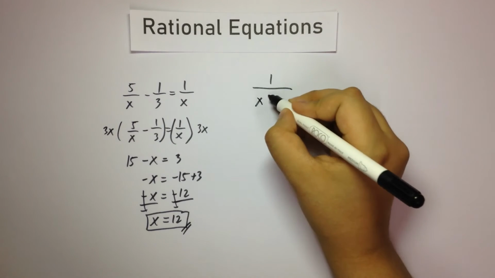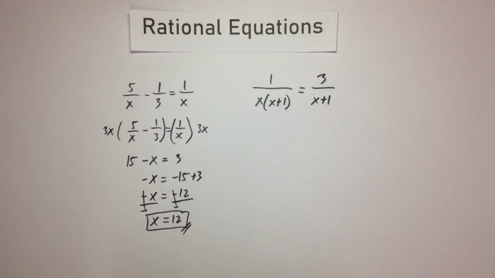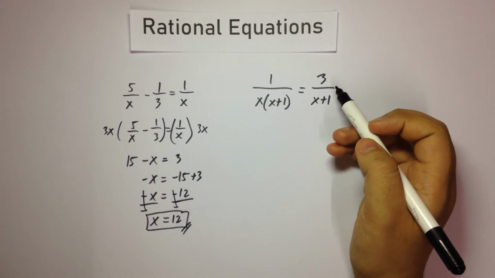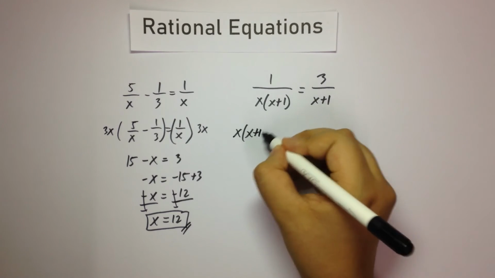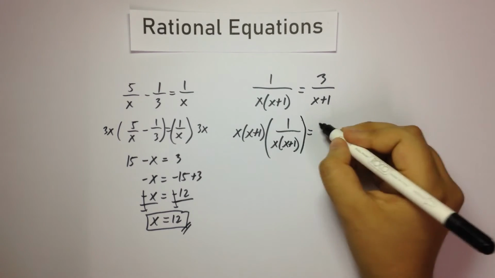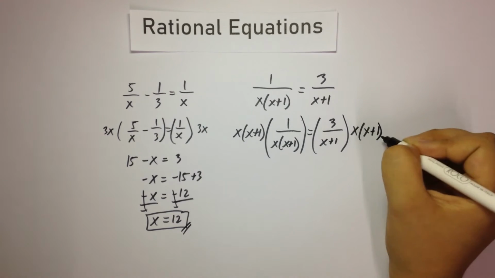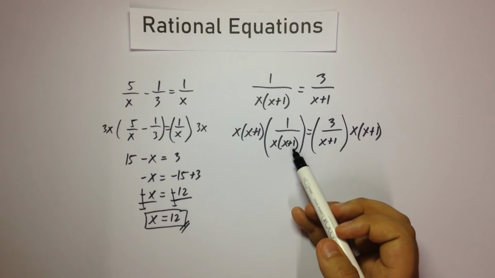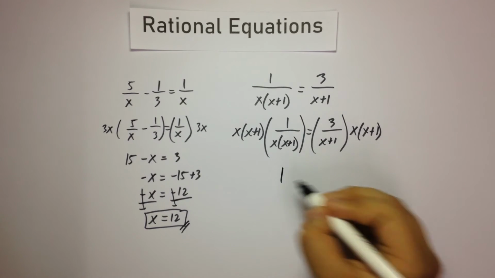1 over x(x plus 1) equals 3 over x plus 1. First, we need to multiply both sides by the LCD, which would be x(x plus 1). x(x plus 1) is multiplied by 1 over x(x plus 1), and 3 over x plus 1 will also be multiplied by x(x plus 1). So x(x plus 1) divided by x(x plus 1) would be 1, and 1 multiplied by 1 would be 1.